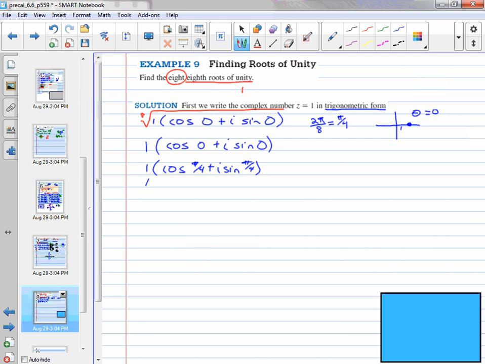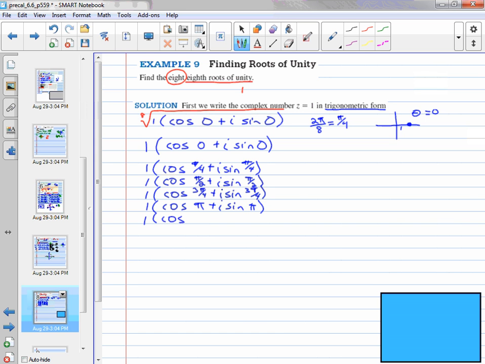My next one. 1 cosine of, add another quarter pi. 1/4 plus 1/4 is 1/2 pi. Pi over 2. Plus i sine pi over 2. My fourth one. 1 cosine 1/2 plus 1/4 is 3/4. It takes a little while to write, longer to write than to actually figure it out. Cosine 3/4 plus a quarter is 1 pi, so I'm at pi. Plus i sine pi.